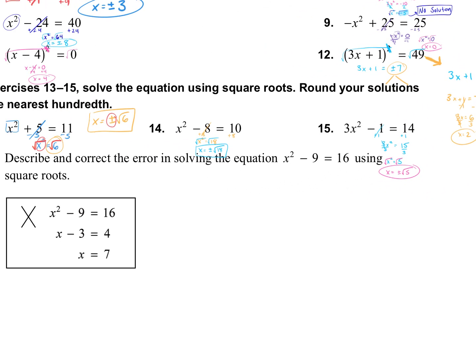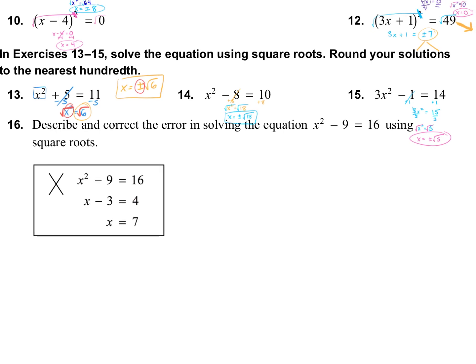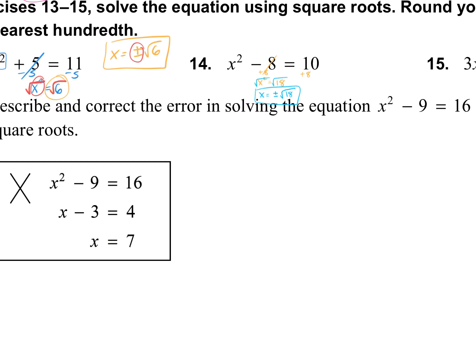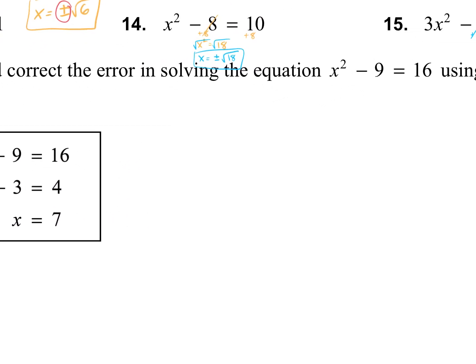All right, let's look at 16. It says describe and correct the error in solving the equation using square roots. So here, let's just write it here and we'll solve it ourselves. So x squared minus 9 is equal to 16. What would we do first to solve this? Awesome. We have to add 9 first before we take the square root. So we're going to add 9. So x squared is equal to 25.